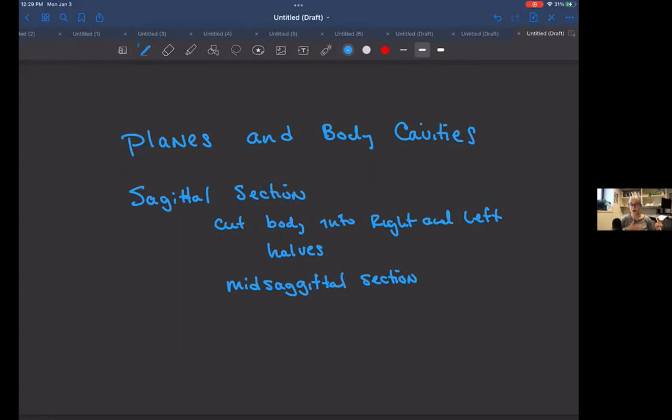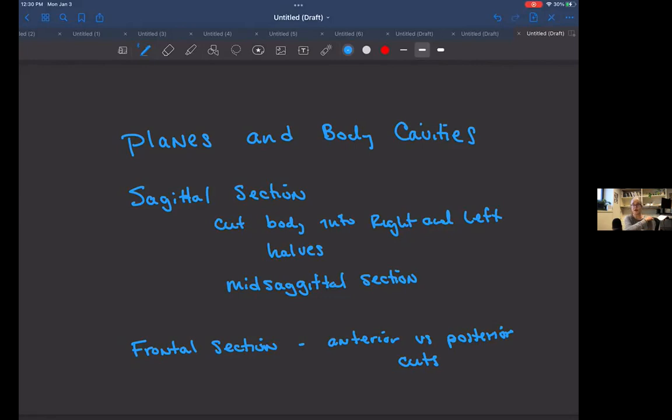We can also do that with the heart, for example. That is an interesting section. We might also do that with, say, for example, the stomach. I can visualize that. So those would be what are referred to as the frontal section. So we cut so that we have a front section and a back section, or anterior to posterior. Okay. So that is my frontal section.